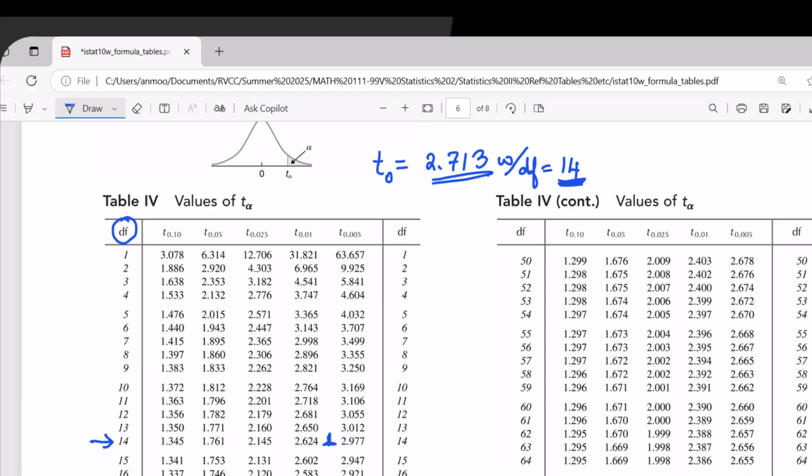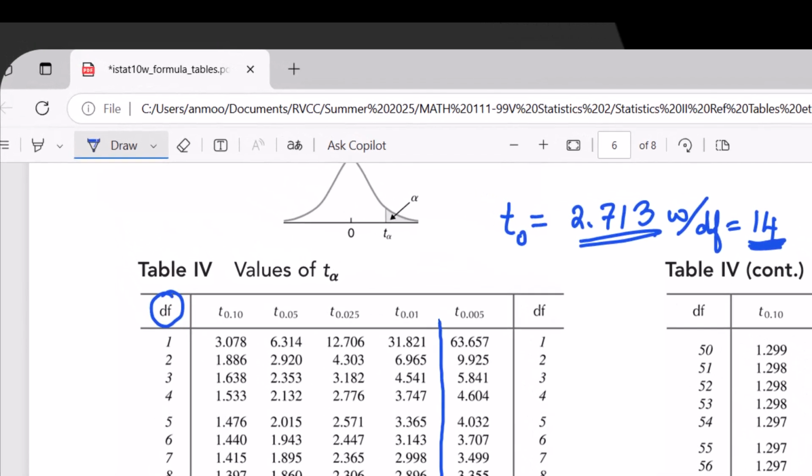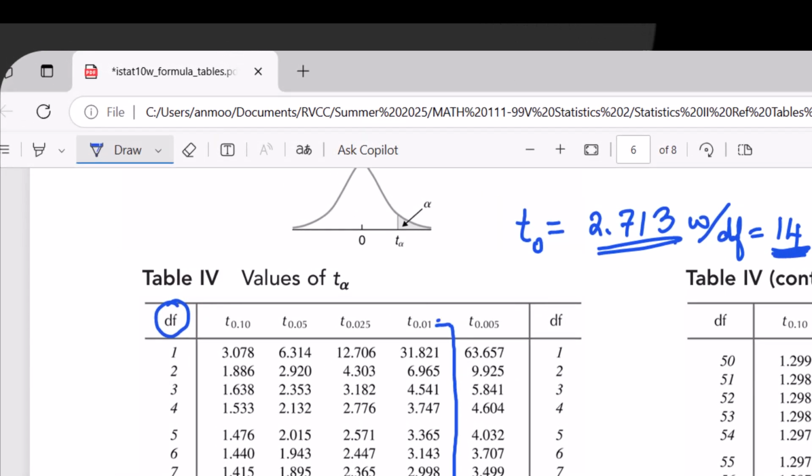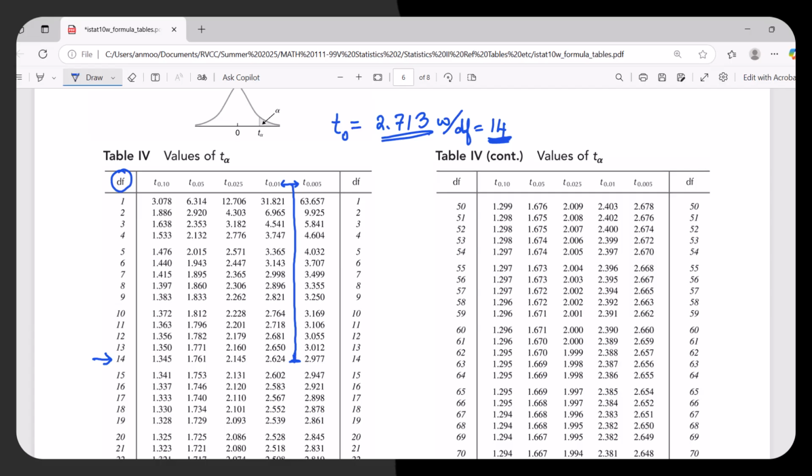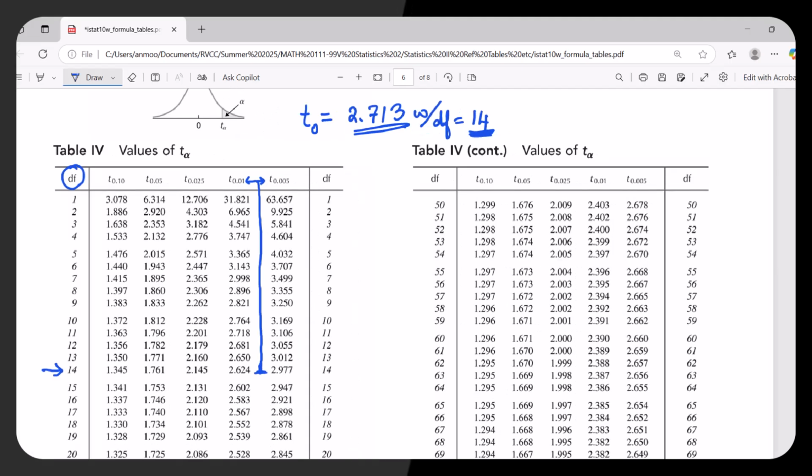So what we do next is we go up the table and look for the two corresponding alpha values. All right. So for 2.624, the alpha value is 0.01, correct? And for 2.977, it's 0.005. So I'm going to write the lower value, the smaller value, on the left-hand side, 0.005.